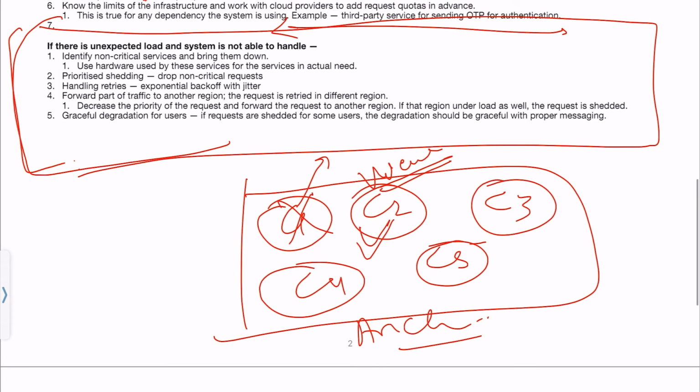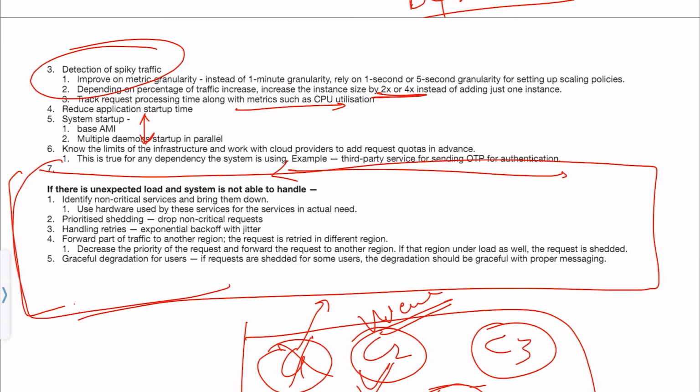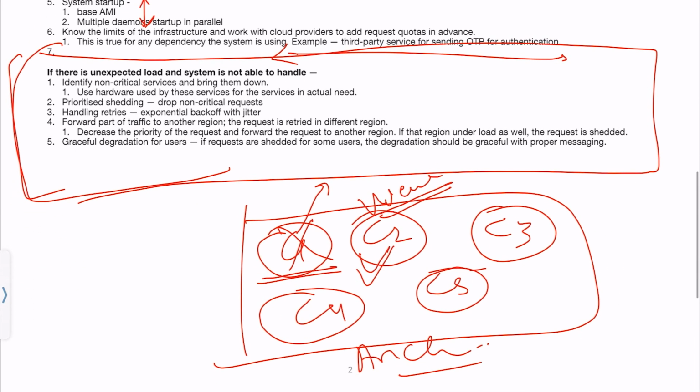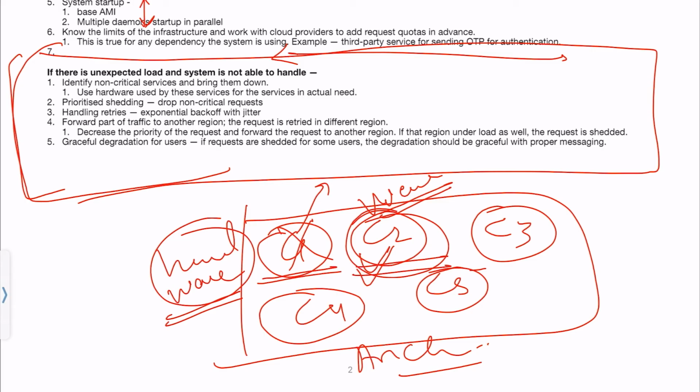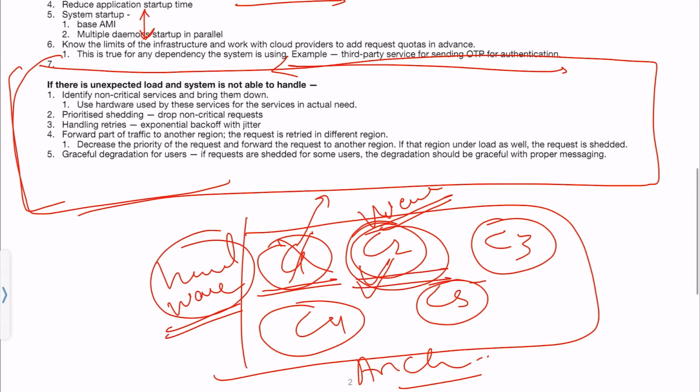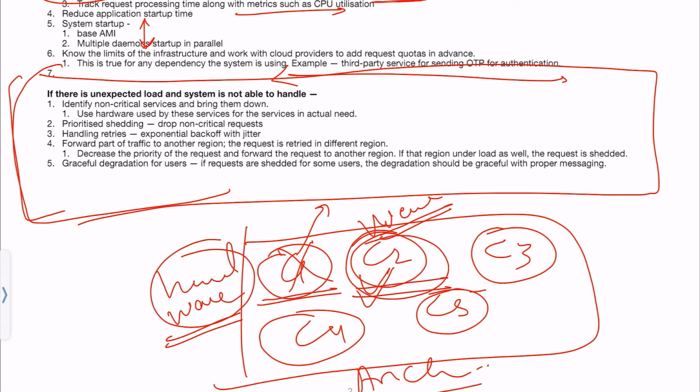So you have to identify which components you can bring down. We discussed that there can be capacity errors, right? If you bring this component down, you have hardware free at that moment, so that hardware can be used for this component which has less hardware. This is how you can maximize the use of it.